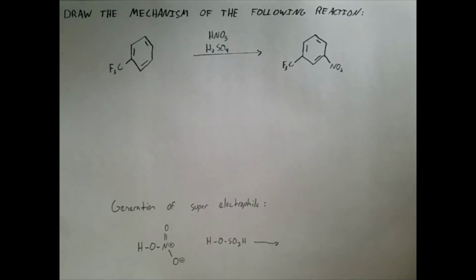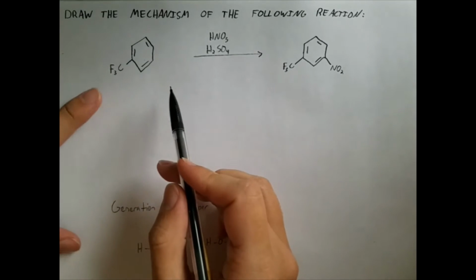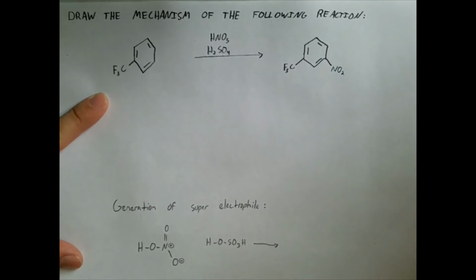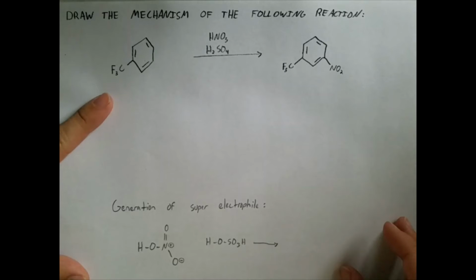So in order to get started, what we need to do is what we call the generation of the super electrophile. And the super electrophile is just an easy way to say that we're going to create a reagent that is an electron acceptor, and it'll easily accept the electrons from this benzene ring. So let's go to the bottom here and generate our super electrophile.